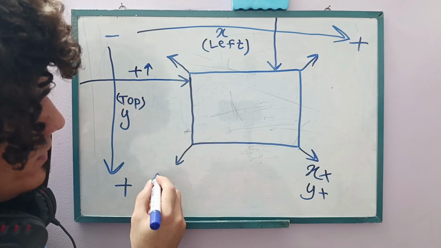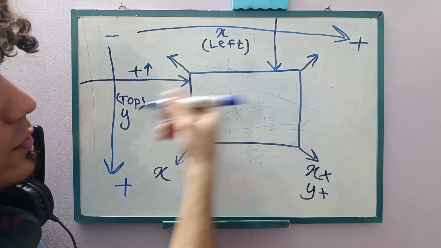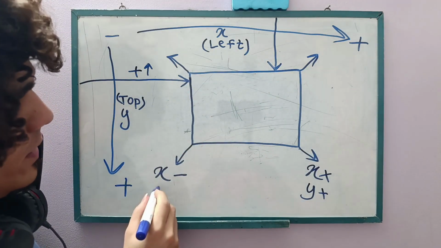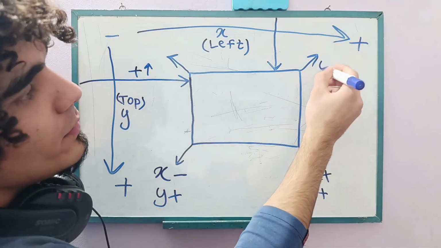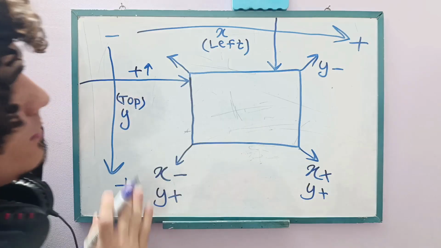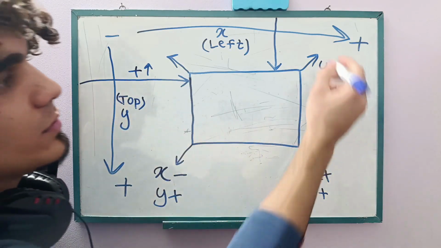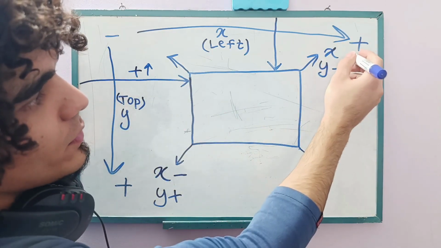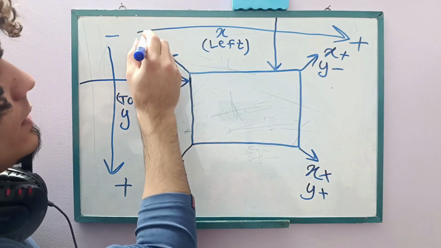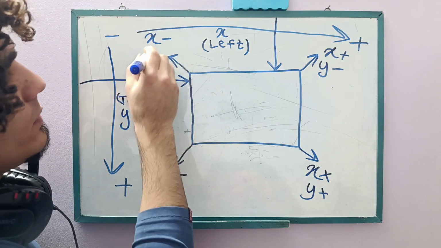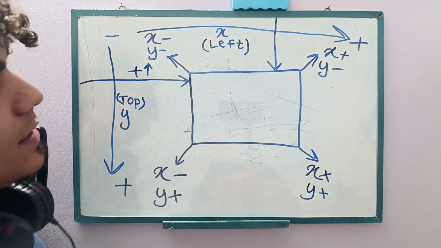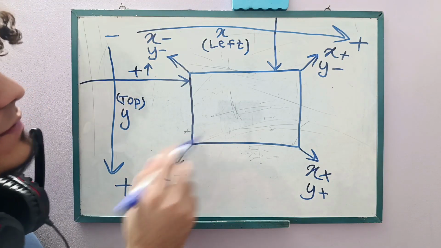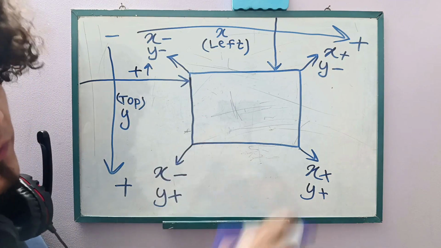Here x is going in this direction, so it's going down, but the y is still going up. Here the y goes down because it's the opposite direction. The x is going up again, and here the x is going down, y is going down as well. That's how we're going to move this DVD in all directions.